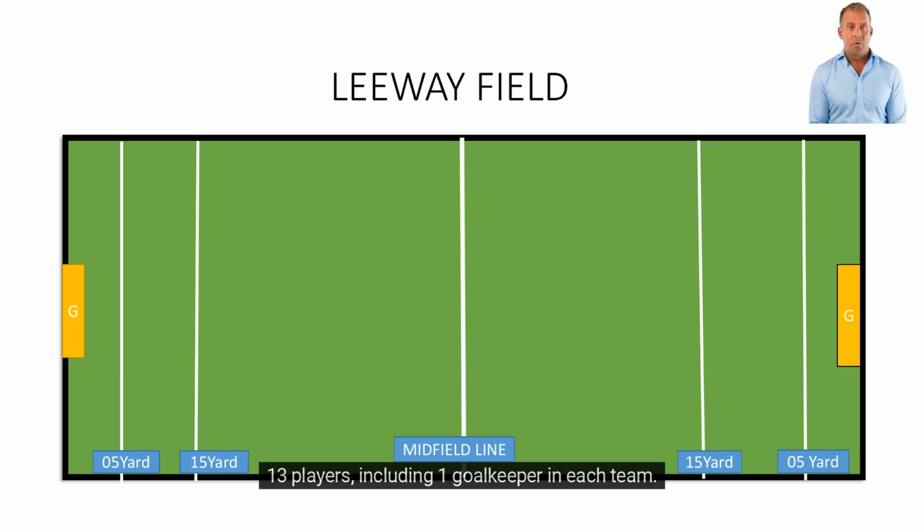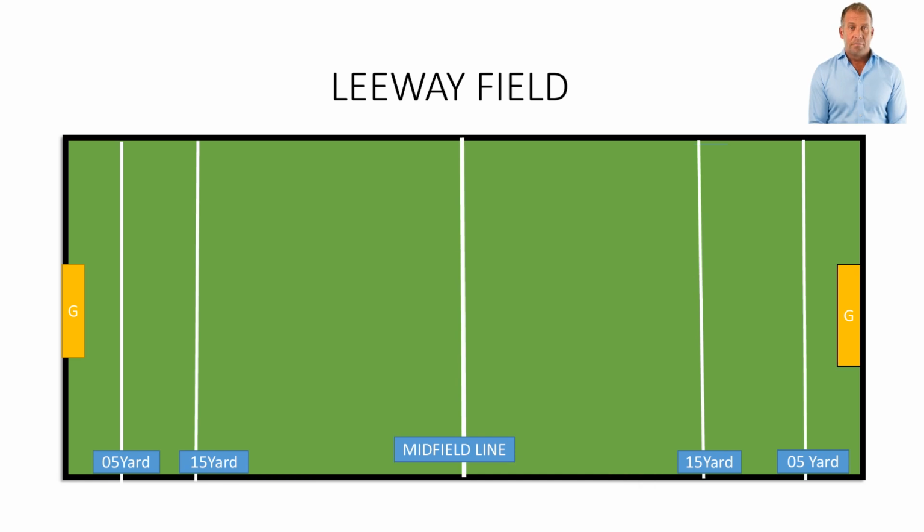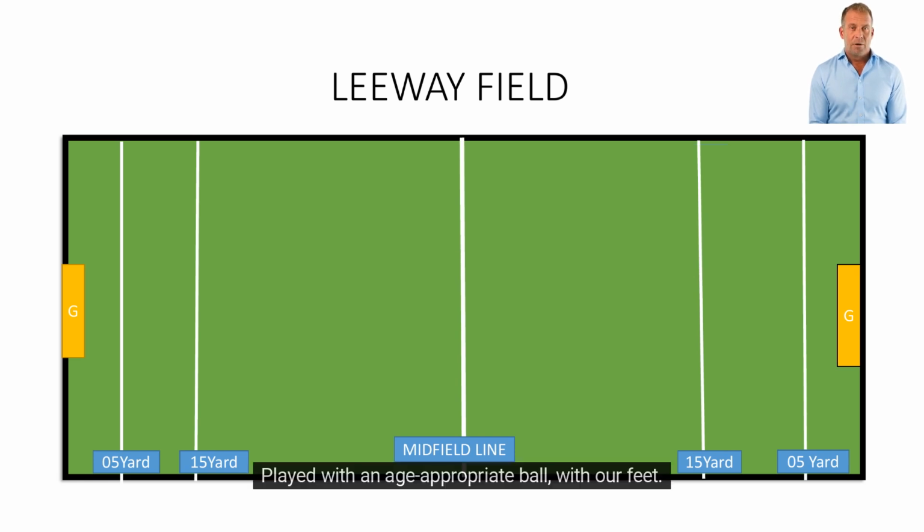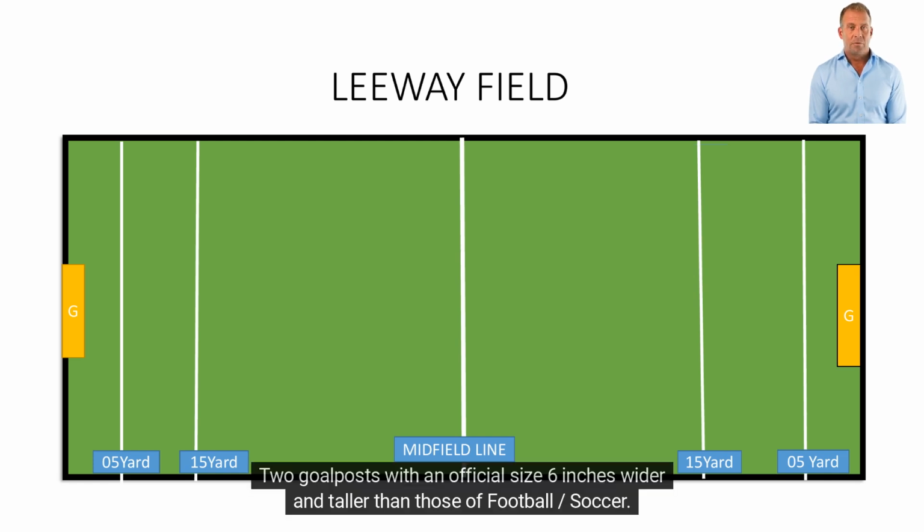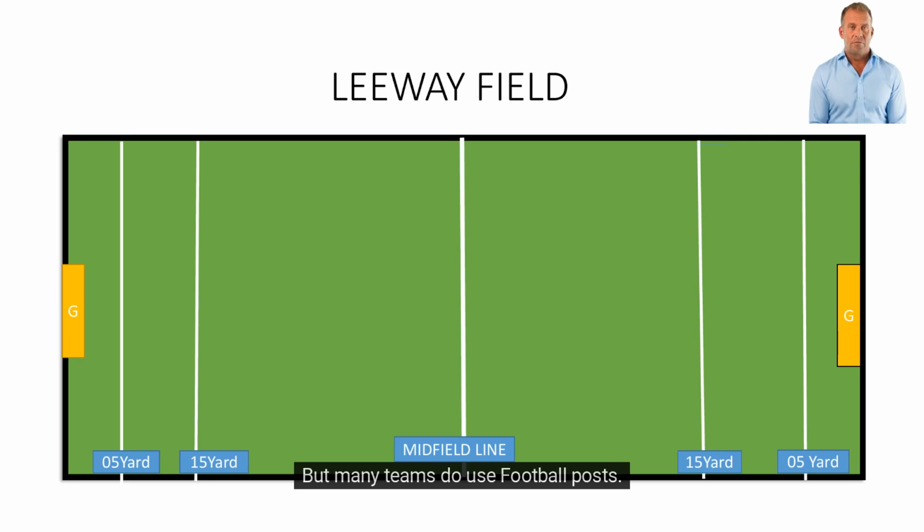13 players, including 1 goalkeeper in each team, play with an age-appropriate ball with our feet. Duration of match is 80 minutes divided into 2 half times of 40 minutes, with a half match break. 2 goalposts with an official size 6 inches wider and taller than those of football soccer. But many teams do use football posts.